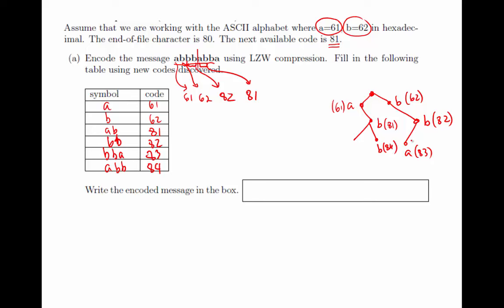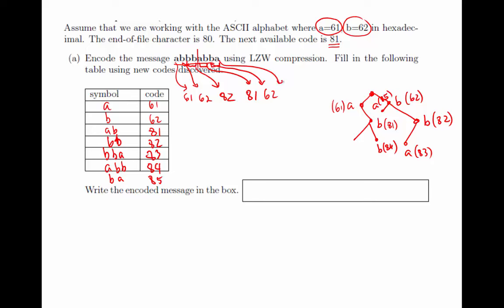So we have added that, and then we are looking at B, but we don't see BA in our symbol table. So we need to add that, but it's too late to use it. So we're going to just encode B, which is going to be 62, and then add the code BA to the symbol table as 85. So let's add BA to the symbols table as 85.